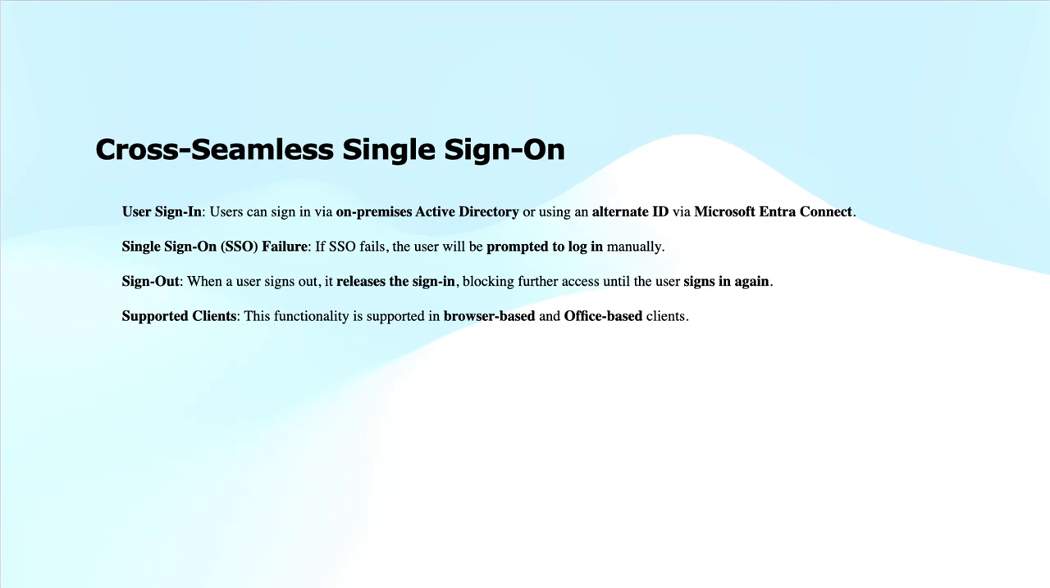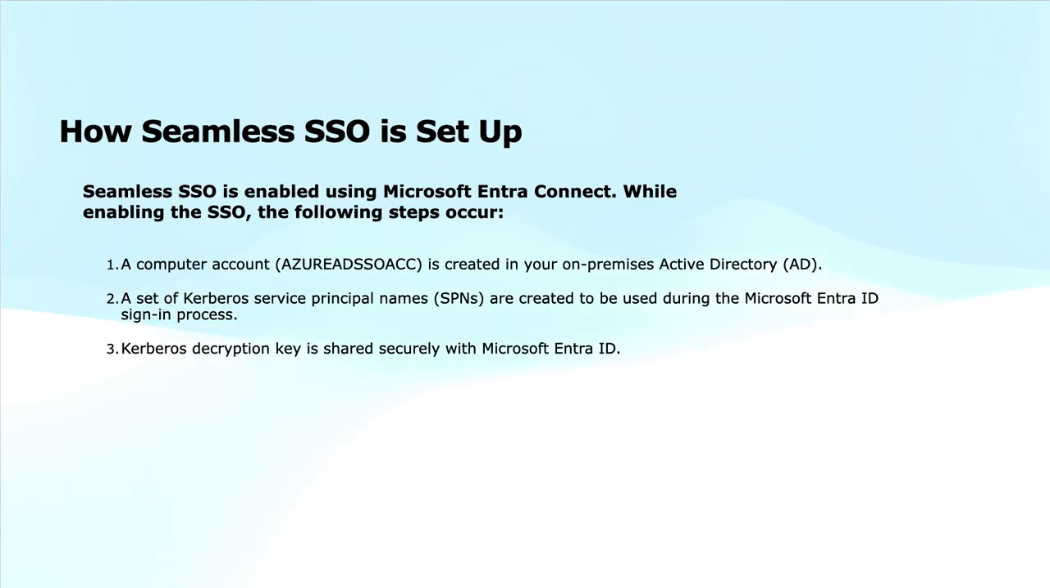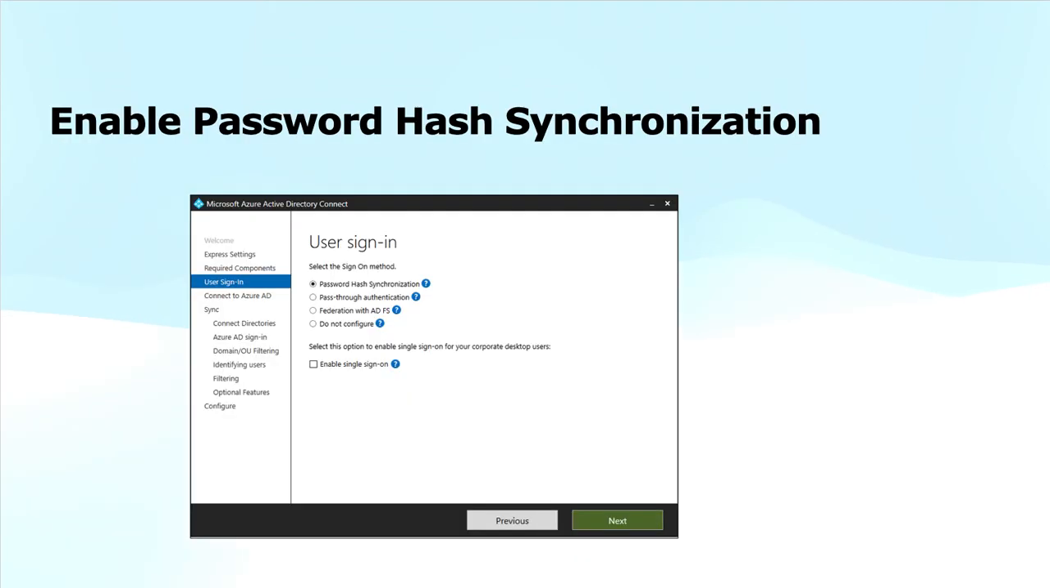You will notice that this Seamless Single Sign-On option is available on the sign-in page where you select the sign-in method. So here you see that at the bottom there is Enable Single Sign-On, the setting that you want to configure for your corporate desktop users. Well, this is about the Seamless Single Sign-On configuration for the user.